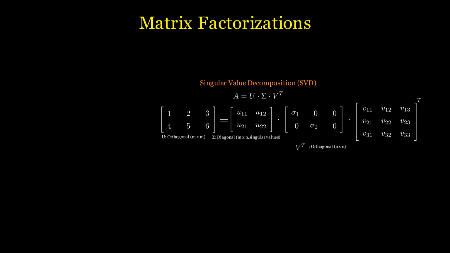Singular value decomposition, or SVD, is incredibly powerful in general. It works for any matrix, square or rectangular. It decomposes A into U times sigma times V transpose. U and V are orthogonal matrices, and sigma is a diagonal matrix containing the singular values of A. SVD has wide applications in data analysis, compression, and understanding matrix properties.